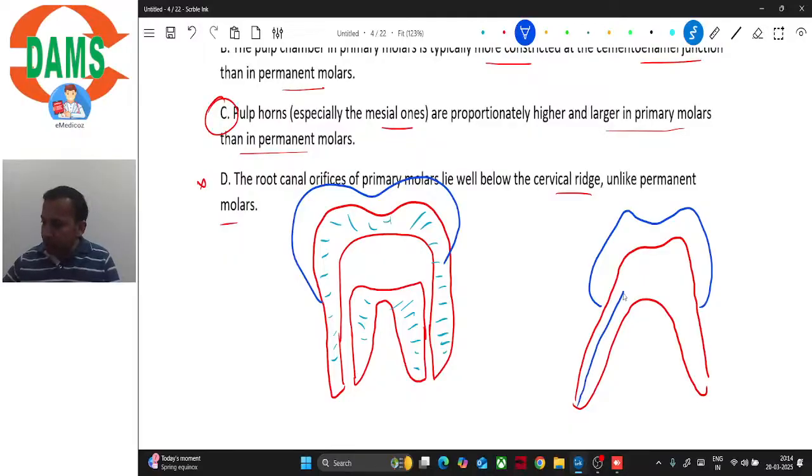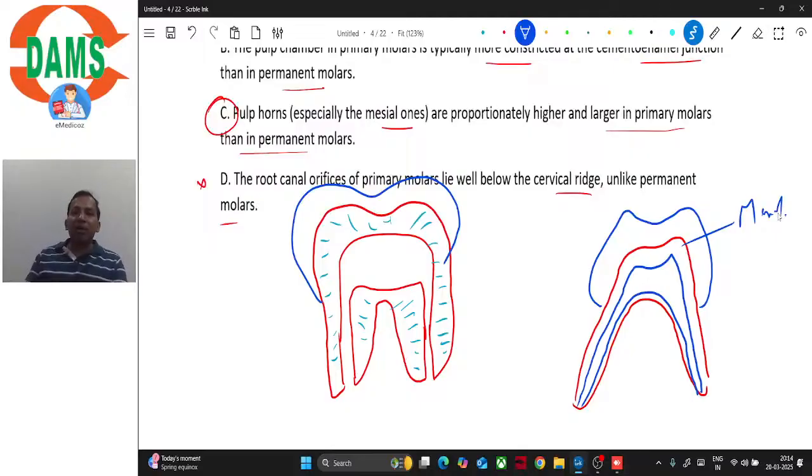the pulp chamber is relatively higher, so are the pulp horns. So pulp horns and pulp chambers, they are both relatively larger, and the pulp horns are a bit higher, especially the mesial pulp horn. So they are a bit higher. Why? Because the thickness of the dentine and the thickness of the enamel is less as compared to that in permanent dentition, right? So pulp horns are higher and the pulp chamber is larger. So option C is the correct answer. But the root canals, they are thin as compared to the permanent. So root canal is thin, pulp chamber is wide and it is larger.